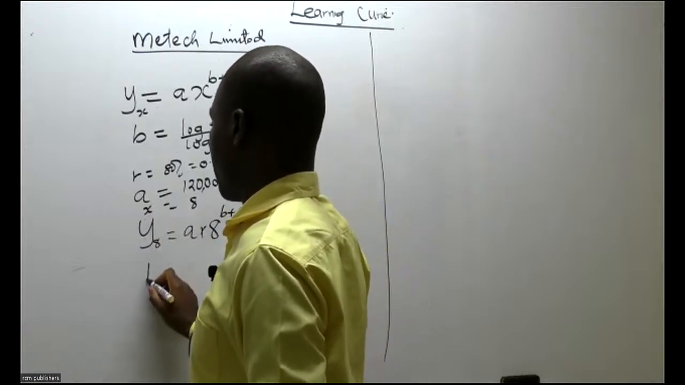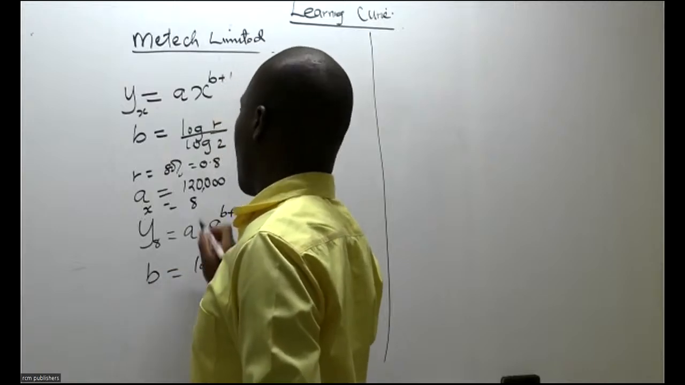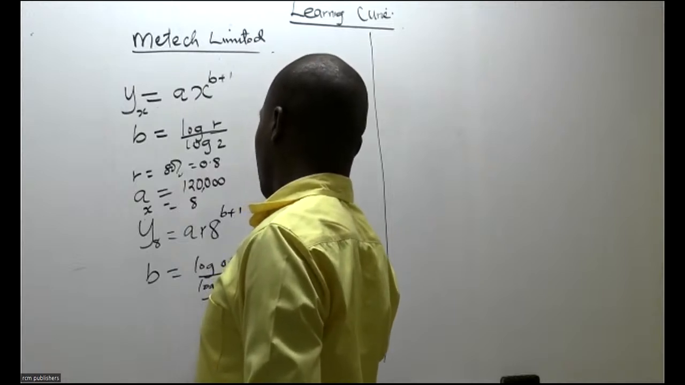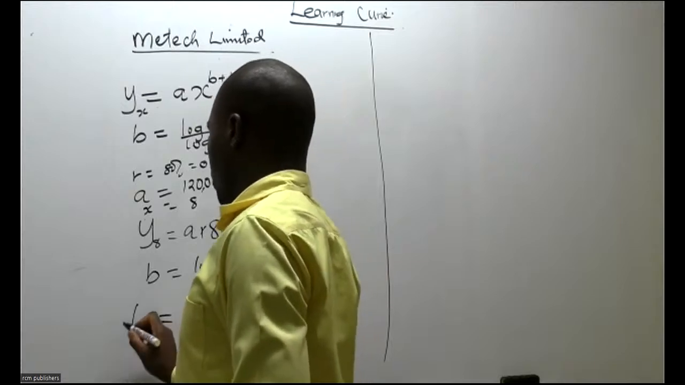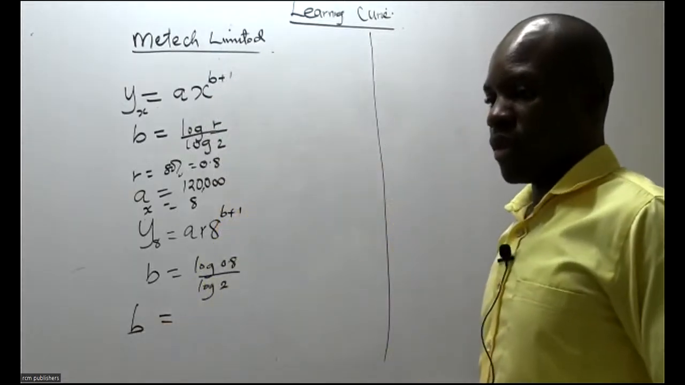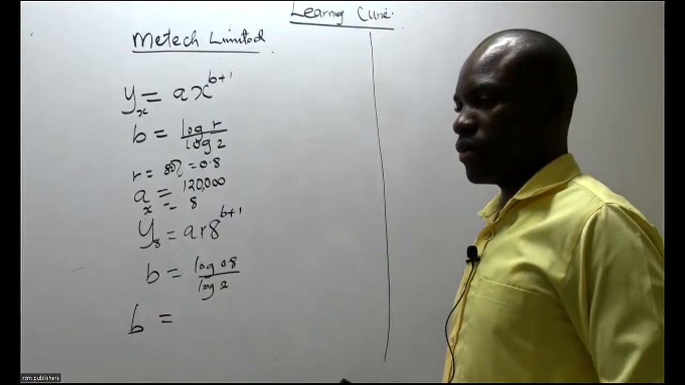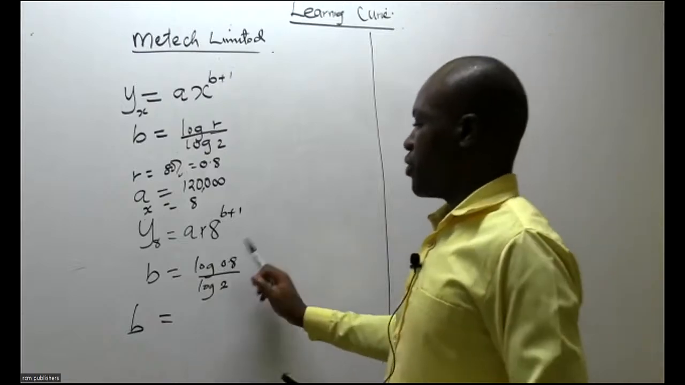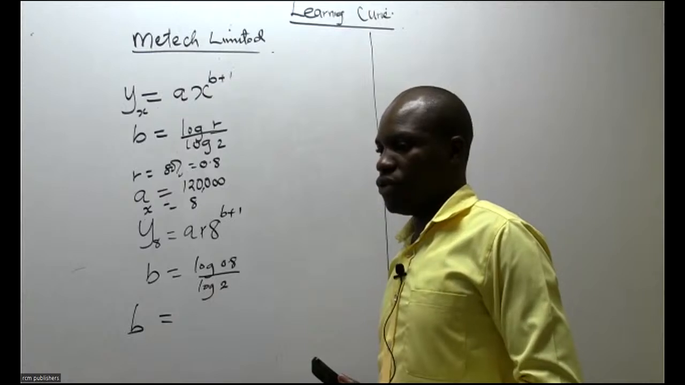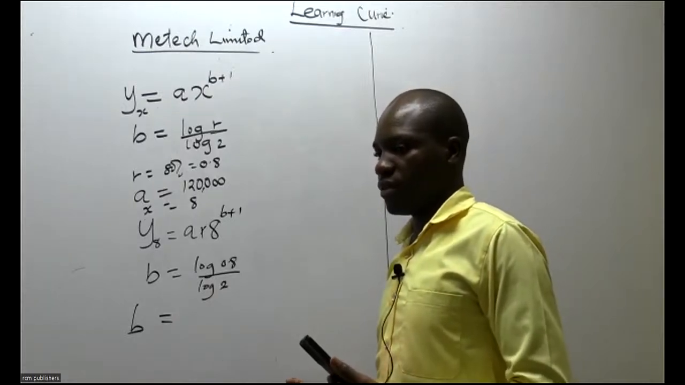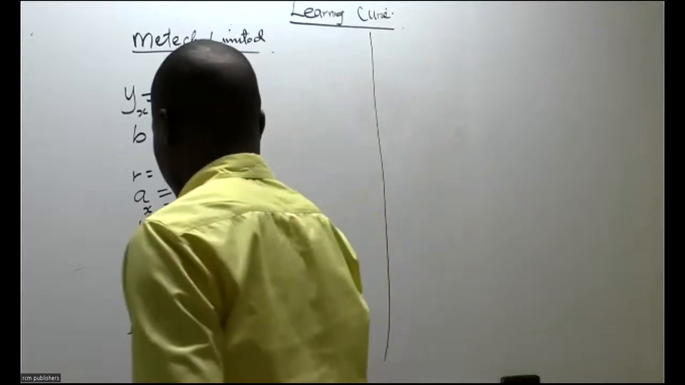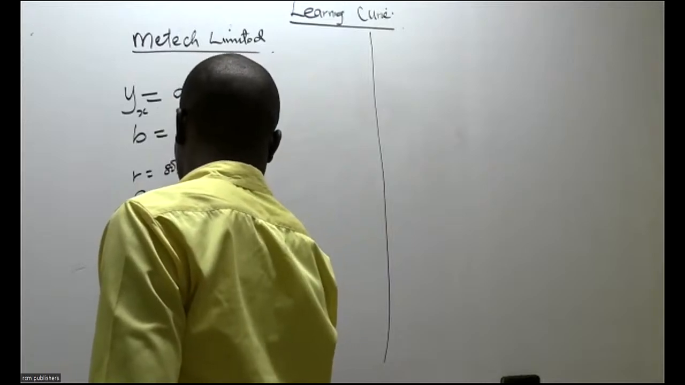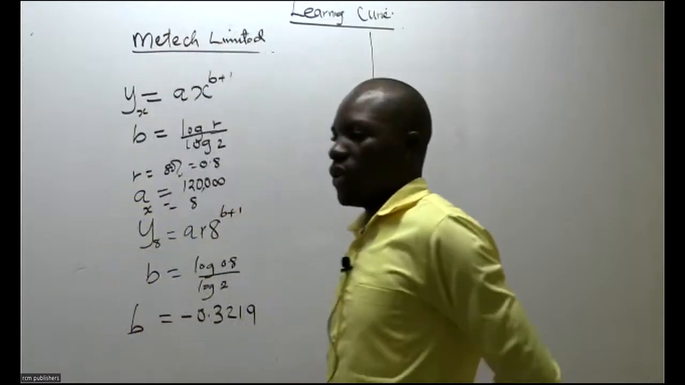We know very well that b is equal to log r, which is 0.8, divided by log 2. So what will be the value of b? Just go to your calculator: log 0.8 divided by log 2. What do you have, to at least 4 decimal places? We have negative 0.3219. So is it now clear to all of us?